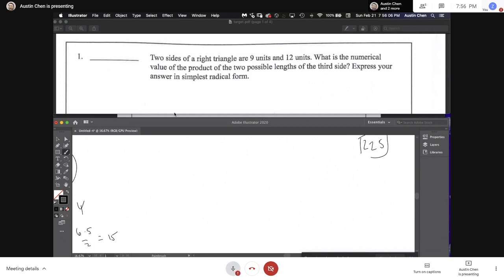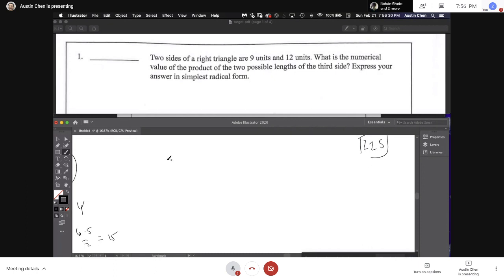So number one, two sides of a right triangle are 9 units and 12 units. What is the numerical value of the product of the two possible lengths of the third side? Express your answer in simplest radical form. Okay, so why it says possible is because these two sides don't have to be necessarily the legs, but they can be any combination of the sides of the right triangle.